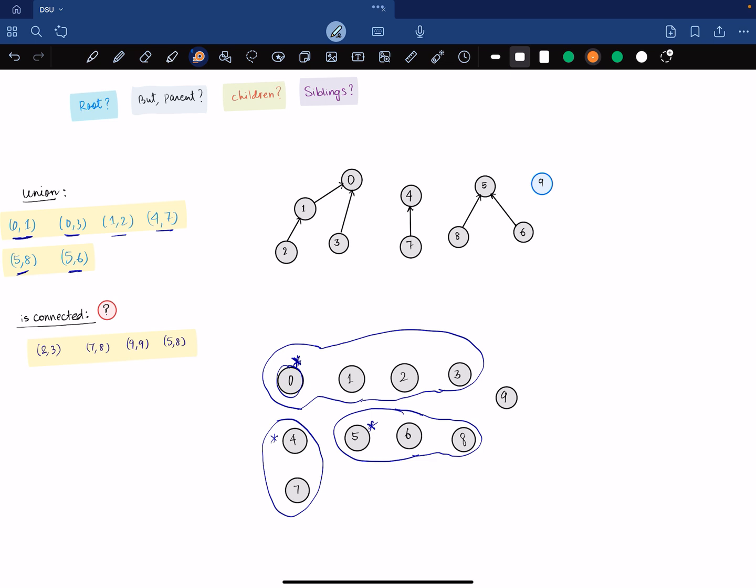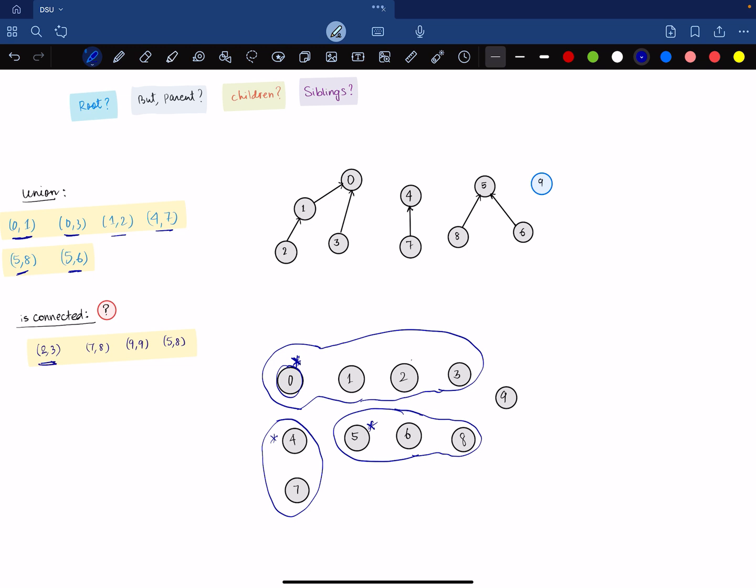Now let us take a look at one of the important operations in DSU, where we ask ourselves, hey, are the two nodes connected? In fact, throughout our series on DSU, one of the main things that DSU targets is that it answers questions regarding connectivity. So let us ask ourselves, hey, are 2 and 3 connected?